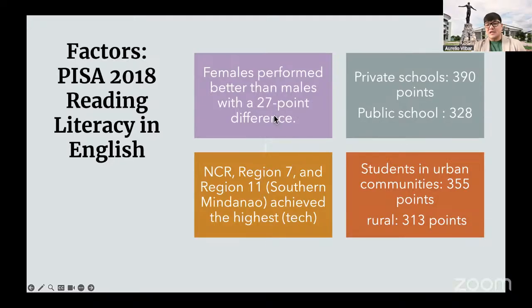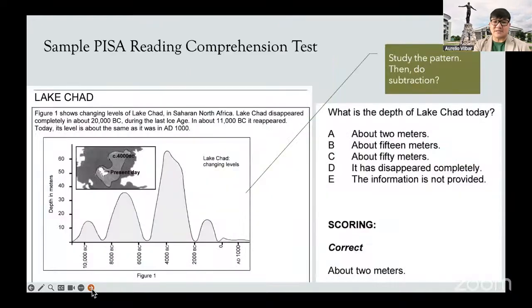And finally, if you live in the urban area, your score could have an average of 355 points, while for those in the rural, their score is 313 points. So, I agree with what former DepEd Secretary Sara Duterte said, an uncomfortable truth. This is the truth. But what can we do about this? So PISA is complex. But the bottom line today is we will be knowing how a PISA test looks like, and we'll see how AI can be helpful in making those types of tests.